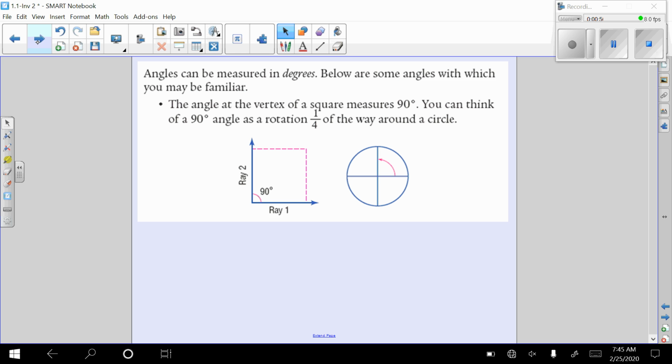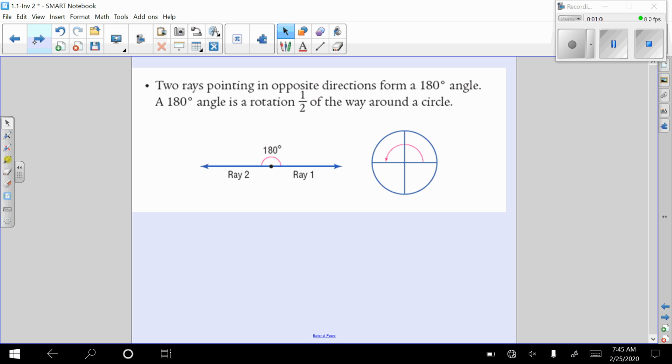Angles can be measured in degrees. Below are some angles that may be familiar. The angle at a vertex of a square measures 90 degrees. You can think of a 90-degree angle as a 1/4 rotation around a circle. You've gone a fourth of the way, 90 degrees.